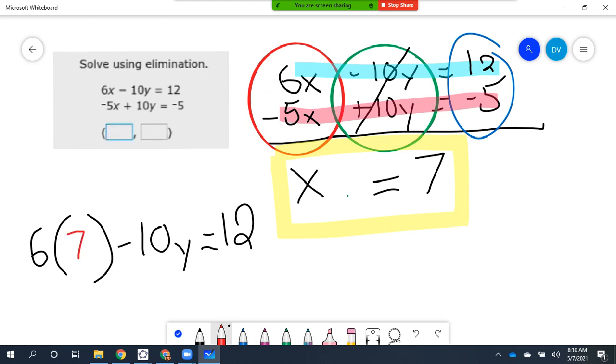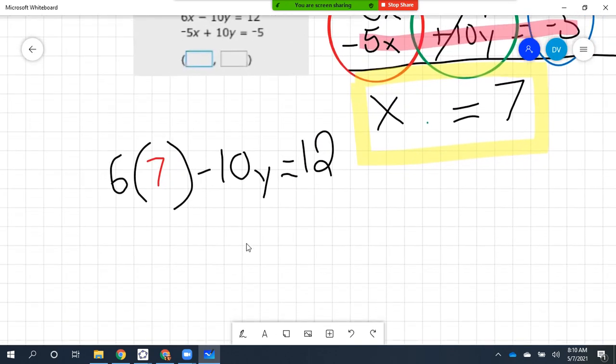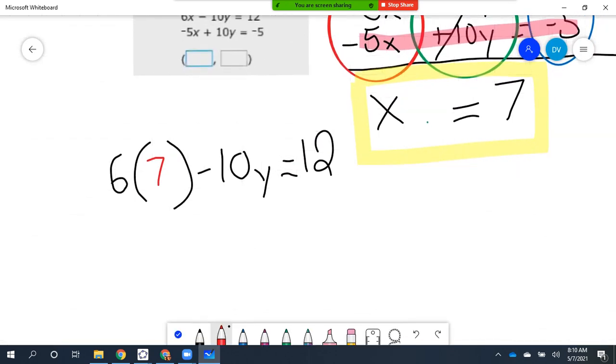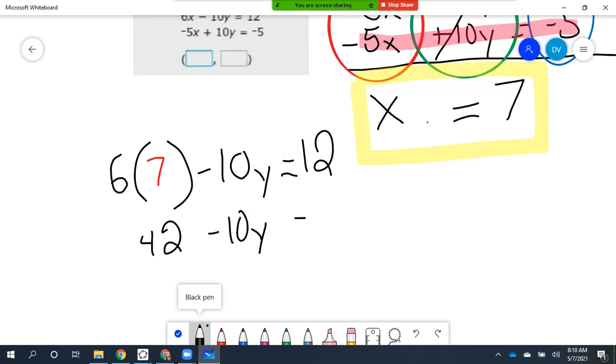And now we're just going to simplify what we have, but I'm going to move this around so we have a little bit more room. So we're going to simplify, like I said. 6 times 7 is 42 minus 10y is equal to 12. So now we have an easier equation because, first of all, it's only one equation. Second, it only has one variable, and that's the letter y. So we need to get the part of the problem that has the y by itself.